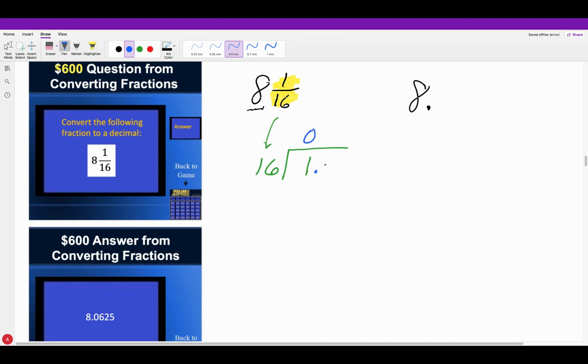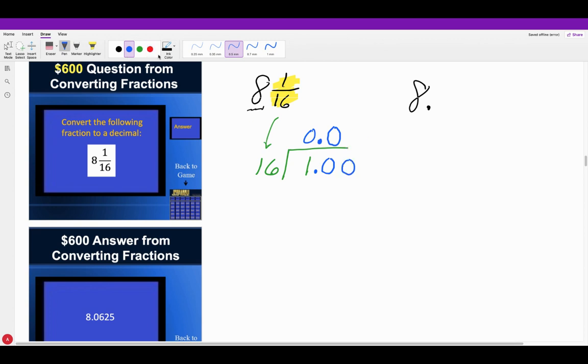So remember, there are infinitely many zeros after this 1. So I'm going to put another 0. Now, when I put the decimal here, I need to put the decimal there as well because it's in the same place value. Can 16 go into 10? No, that still can't. So we're going to go ahead and put a 0. Then we're going to go ahead and add another 0.